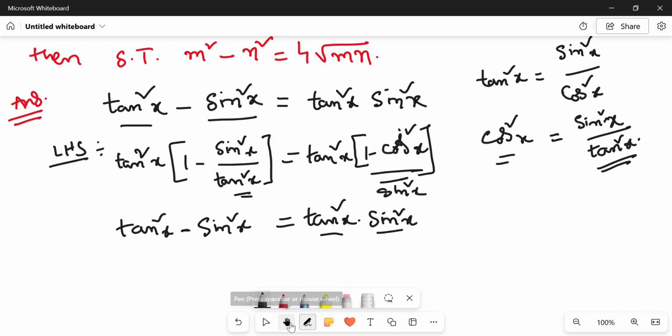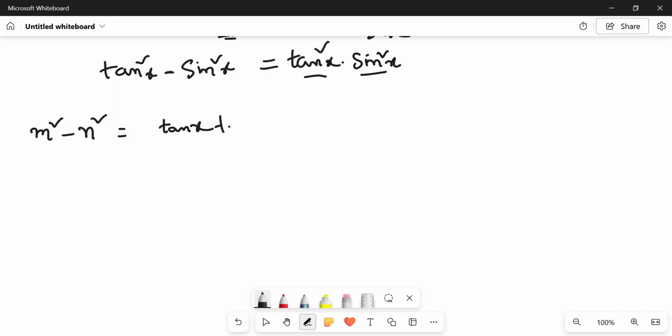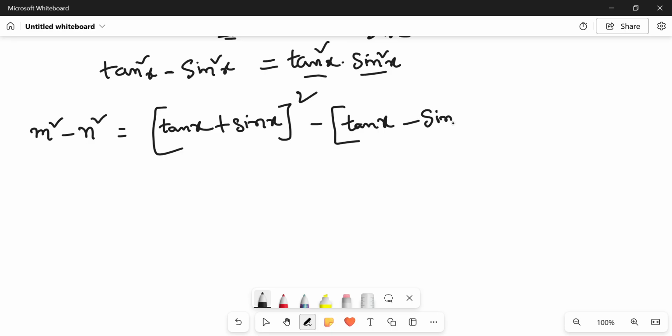Now let us see what happens right now. I had to find, let us go to the original problem, I had to write m square minus n square. So what is m square minus n square? M is tan x plus sin x, so for that you got to take a whole square. And now minus, you have tan x minus sin x, and then you have a whole square for it.